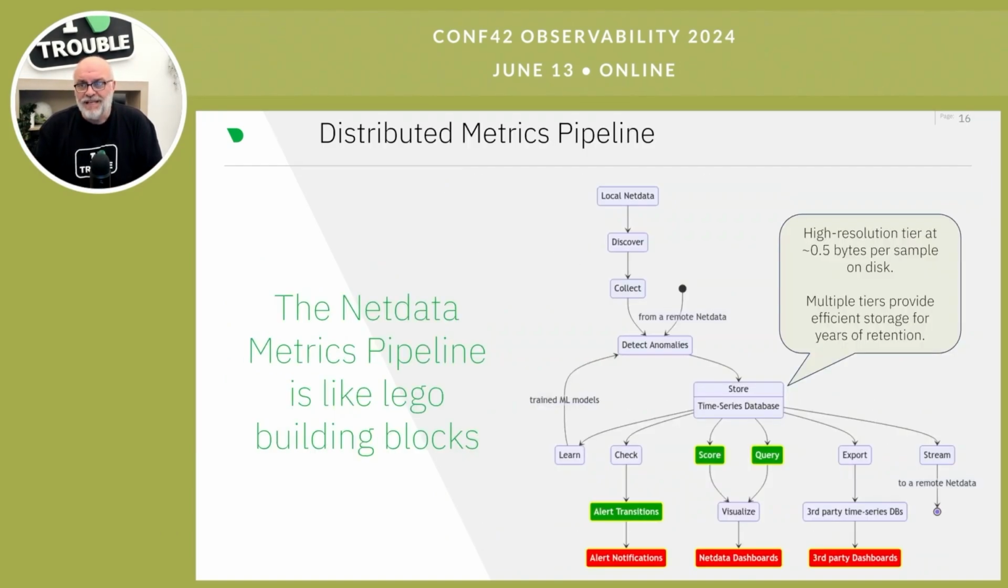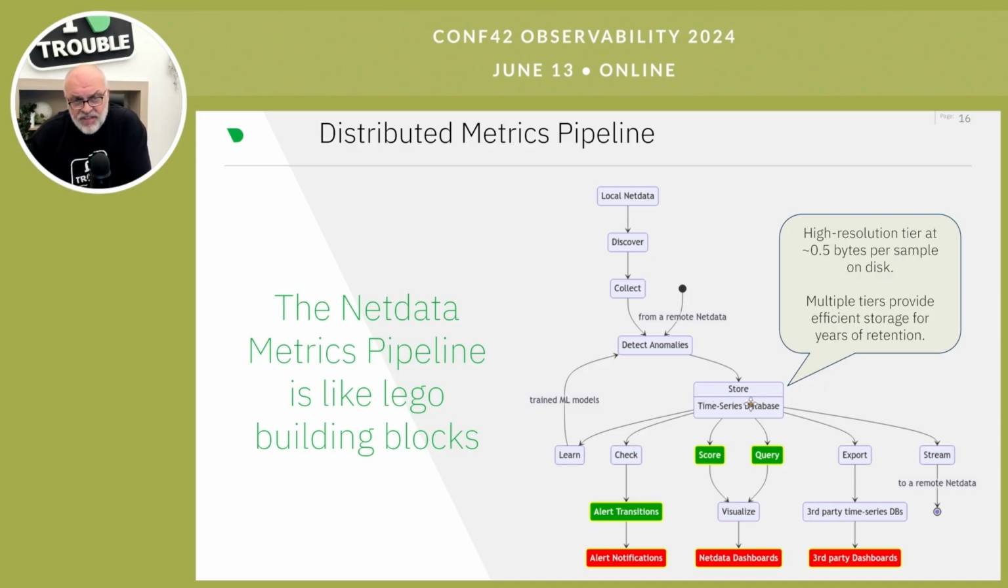Now, if you see what a Netdata agent is, internally it is this thing. You have a discovery process where it auto-discovers all the metrics. It starts collecting them. It detects anomalies, but this is a feedback loop. We will go there. After collection, it stores them in its own time series database, which we have specially crafted to achieve this half a byte per sample on disk on the high resolution tier.